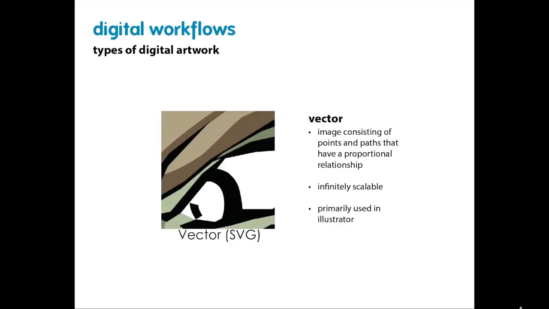So here we have an example of a vector, and you can see it's all smooth edges with fills. There are no jagged edges or a sawtooth look at any of the divisions between colors. That's because vectors consist of points and paths that have a proportional relationship. What that means is when you draw a curve in a vector, the actual distance between the points isn't as important as the relative distance between the points and the curvature of the path. Because it's a proportional mathematical relationship, if you double the size, it just doubles the distance between everything. So it's infinitely scalable, very flexible, and it's primarily used in Illustrator, a little bit in InDesign.